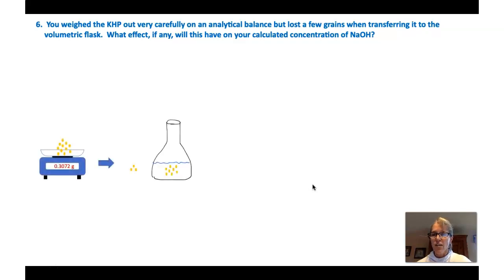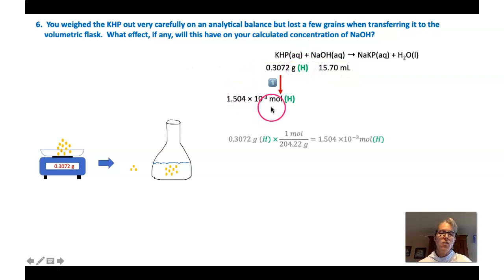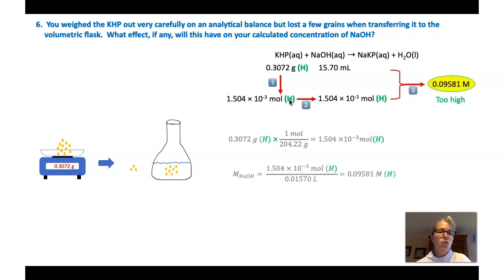Okay, here we go. Here's the scenario. We weighed it out and we needed 0.3072 grams. We weighed that out precisely, but when we're transferring it to the flask, we lost some along the way. So that means when we're doing our calculations, this 0.3072 is too big. So that means that our moles are going to be too big, and that means our moles of sodium hydroxide are going to be too big. So when we combine that together, moles is in the numerator, that means our concentration will be too high.